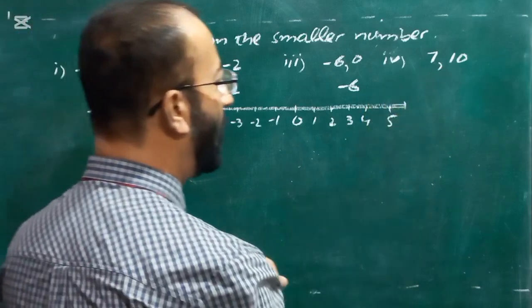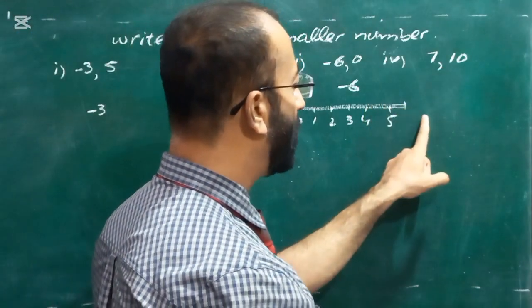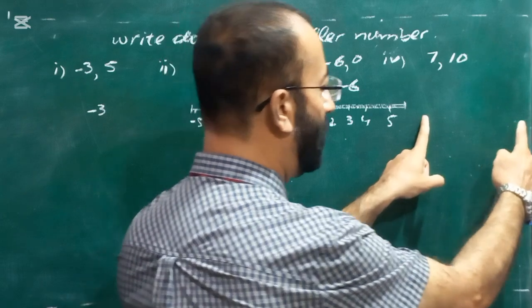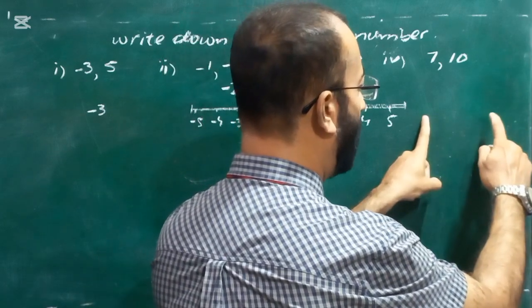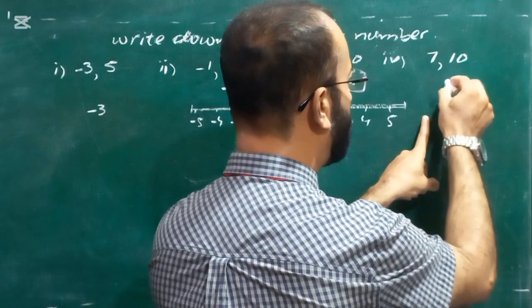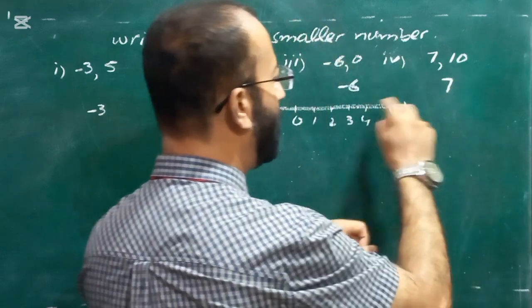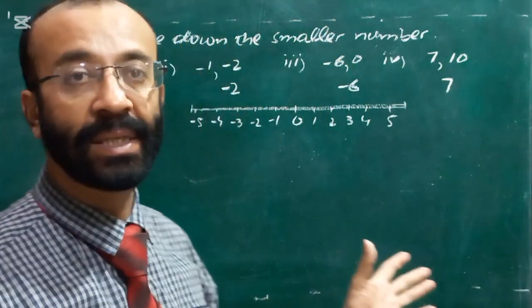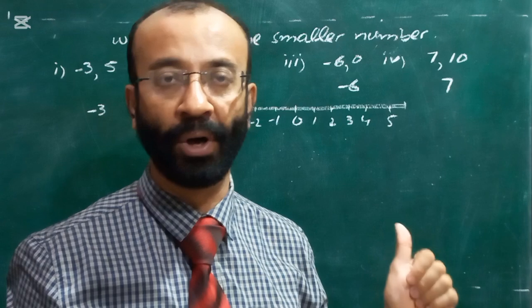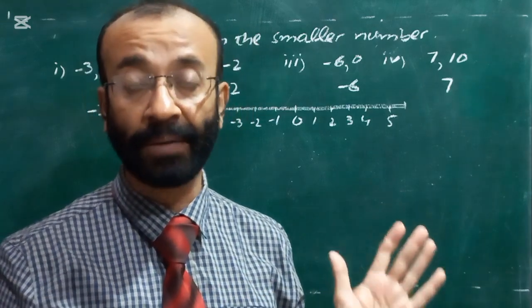In this case, 7 and 10. So definitely 7 will come first, 10 will come later. So 7 will be on the left and 10 on the right. So 7 is the answer. In this case, 7 is smaller. So this is the method to decide which number is smaller and greater in these kinds of questions.